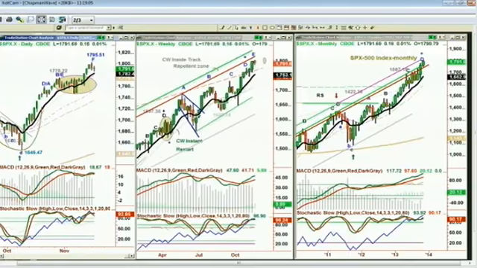I don't have a signal yet in the crossover of the moving averages. I do have a signal in the on-balance volume. And on-balance volume is often a day ahead. And it says, be careful here, because what I mentioned yesterday is I want to see a pullback, a quiet pullback. I don't want any news.